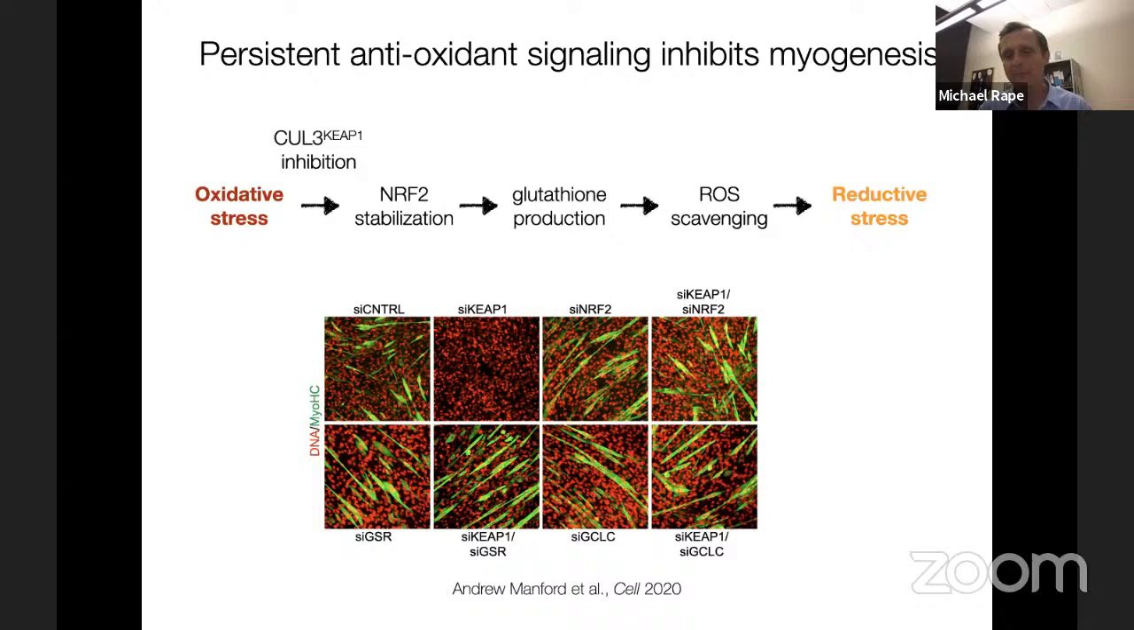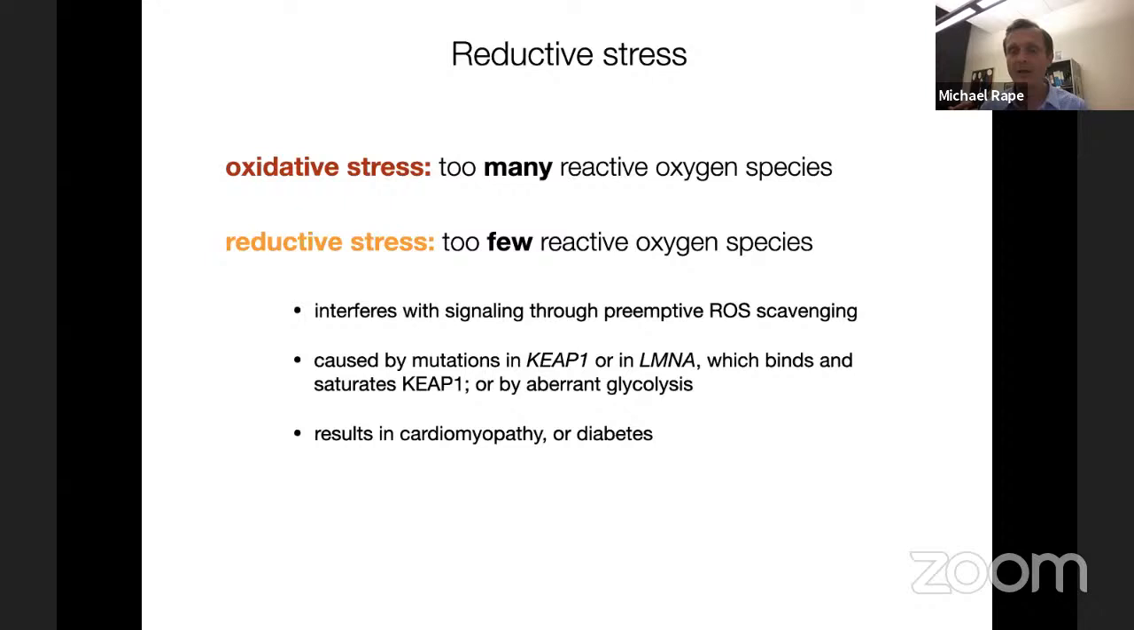Reductive stress, as I said, is when cells have not enough reactive oxygen species, when they are lacking the reactive oxygen species that are important for signaling. That can happen actually quite a lot. It can happen when you don't eat well, when glycolysis runs out of steam. That's one possibility. When the electron transport chain, when mitochondria are inactivated, that's probably the most physiological reason. But it also happens when you have mutations in KEAP1, for example, or mutations in proteins that sequester KEAP1 away from its binding partner.